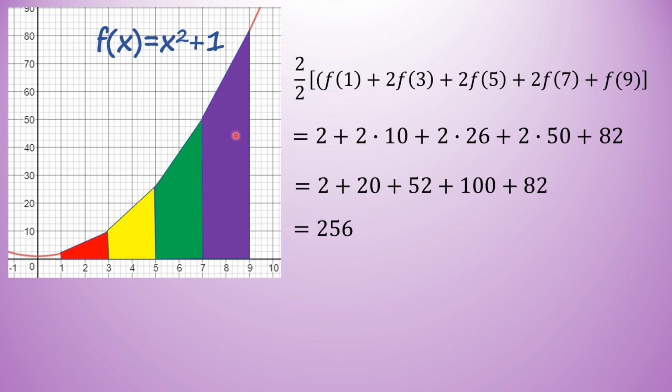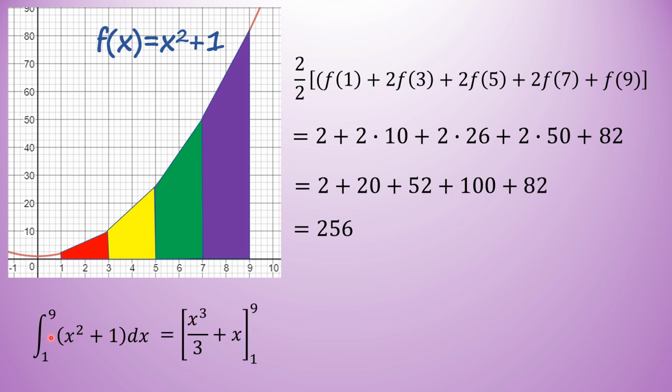So approximating area with trapezoids would generally be done for a function that could not be integrated from 1 to 9. I chose this function to work with because it's a pretty simple function, but you can find the exact area between the curve and the x-axis by definite integration. Let's integrate x squared plus 1 from 1 to 9.